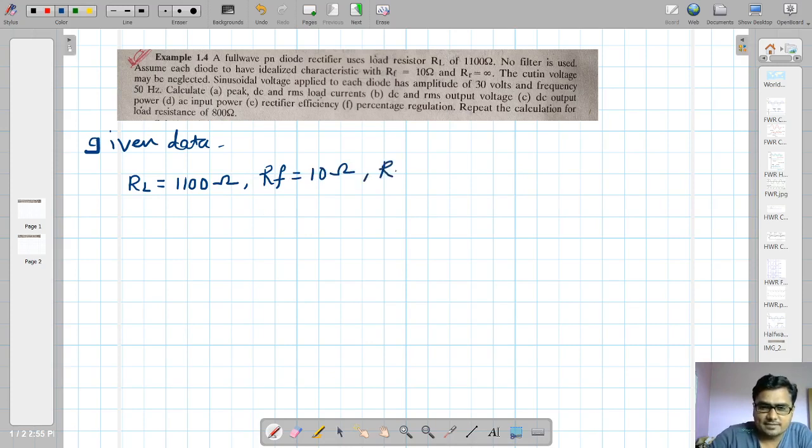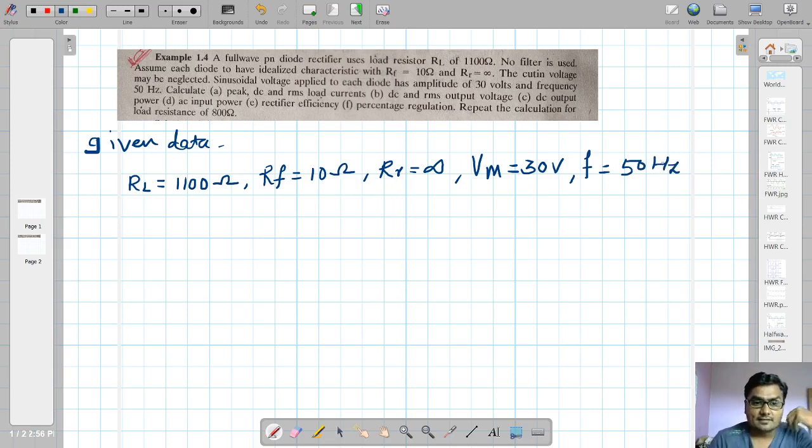Then the reverse resistance of the diode is infinite. The cut-in voltage may be neglected. The sinusoidal voltage applied to each diode has an amplitude of 30 volt. It means they have given the peak voltage, that is VM. Look at this, VM is 30 volt and frequency F is 50 hertz. So those are the given data, and after that they want us to calculate.